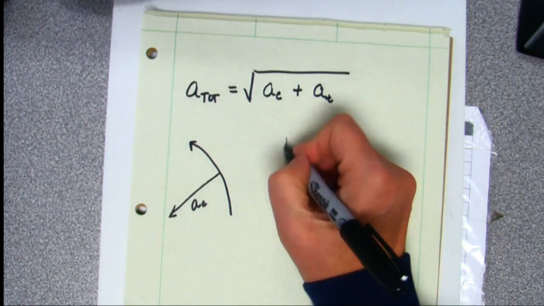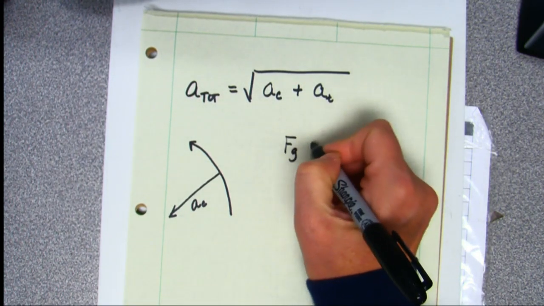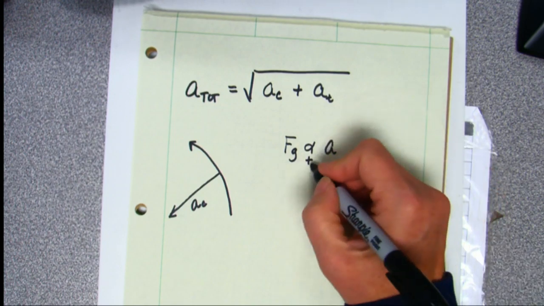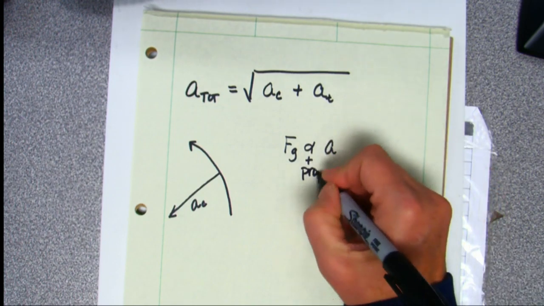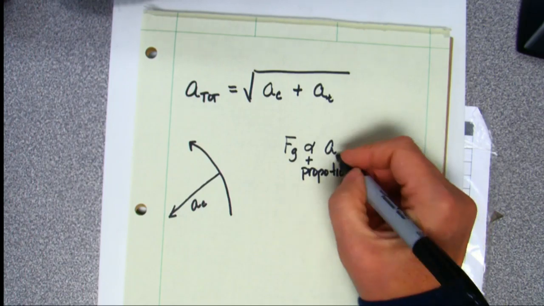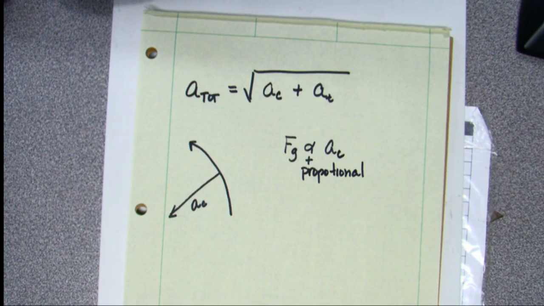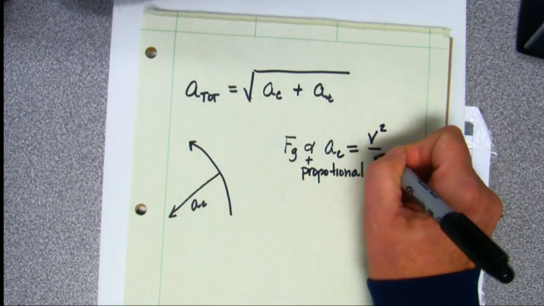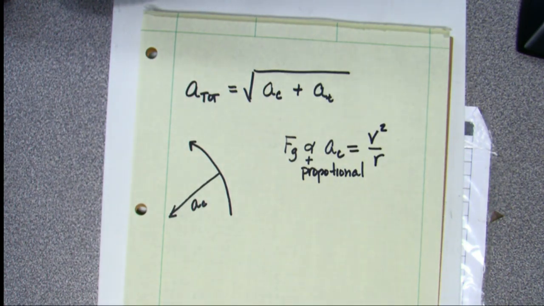And my force due to gravity is related to a centripetal, and this is a proportional sign. Okay, this means proportional. Is proportional to my centripetal acceleration. And we've shown this a couple of times, that that's v squared over r for my centripetal acceleration.